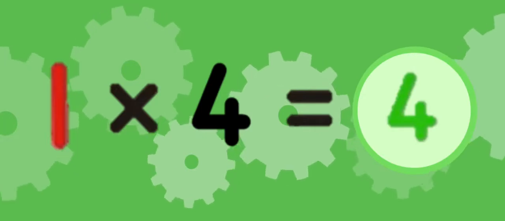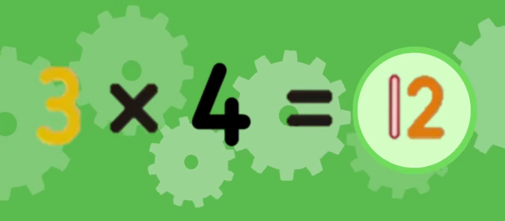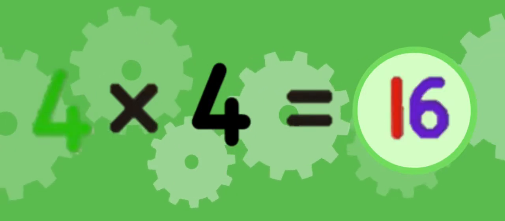1 times 4 is 4. 2 times 4 is 8. 3 times 4 is 12. 4 times 4 is 16, yeah!